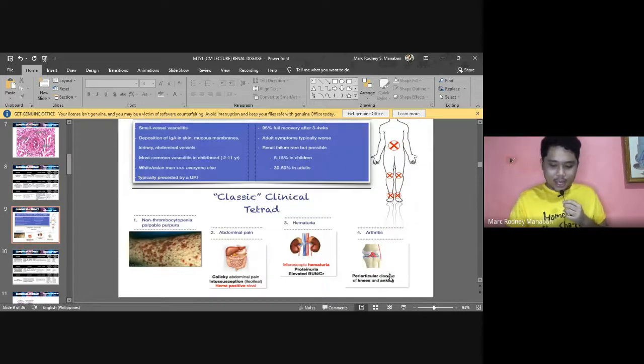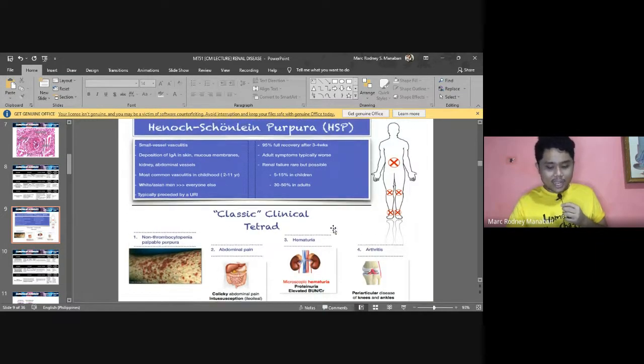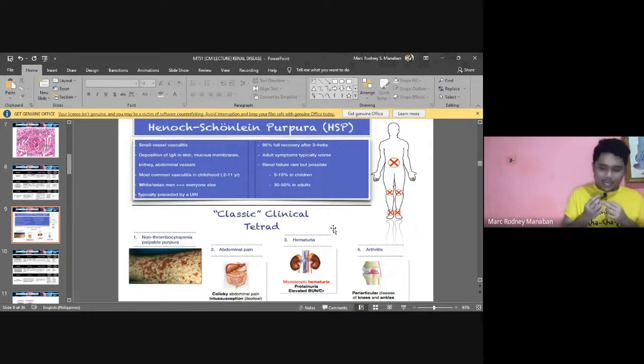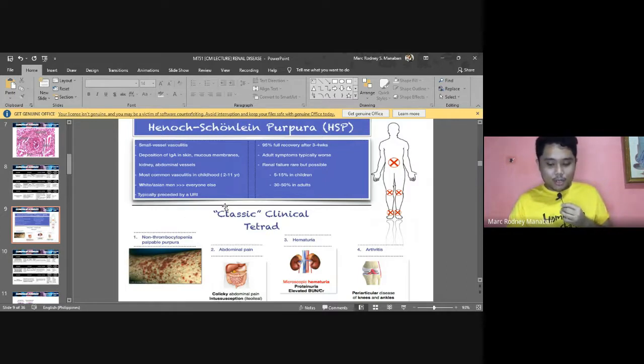So here is an example. For the classic tetrad: abdominal pain, purpura, hematuria, and also arthritis. So again, it can possibly affect a lot of blood vessels. And it is usually common in children.